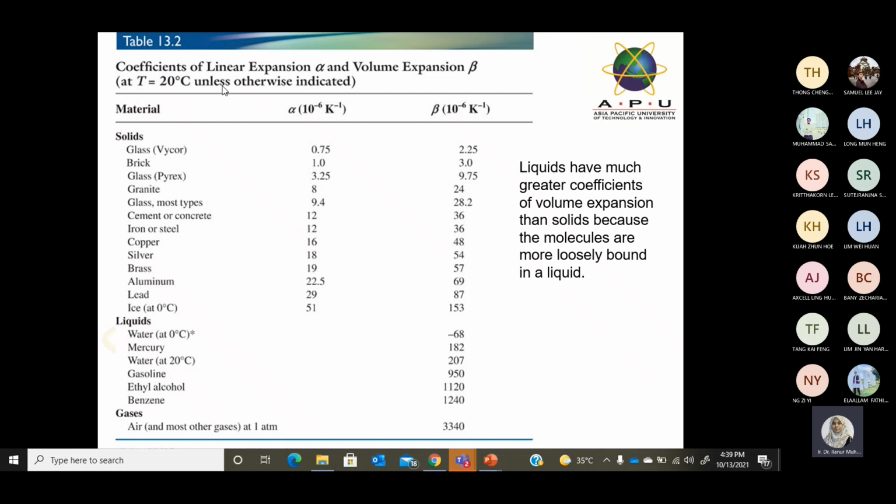For example, here, for liquid, you don't have any linear expansion because liquid follows the container. Therefore, liquid must have the volume expansion only. For example, water at 0 degrees Celsius, the volume expansion coefficient is negative 68. So here the conclusion is liquids have much greater coefficient of volume expansion than solid because the molecules are more loosely bound in a liquid.